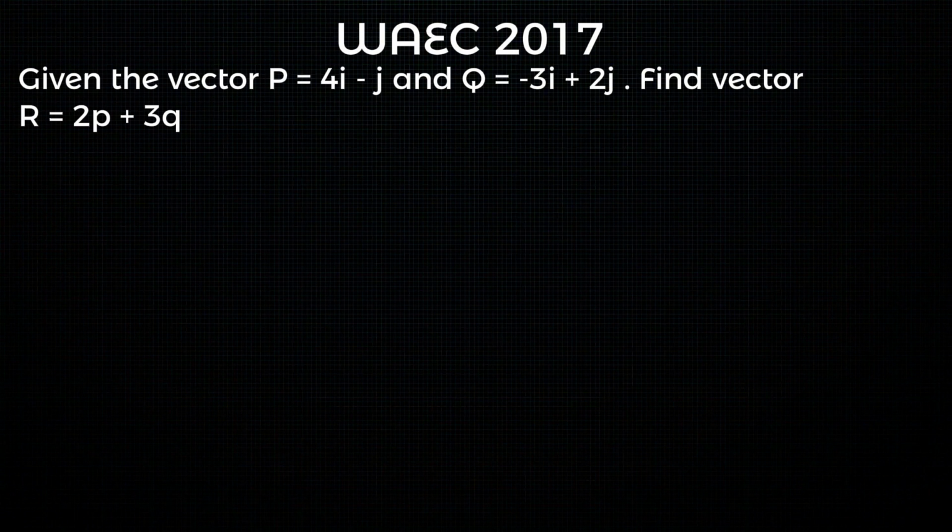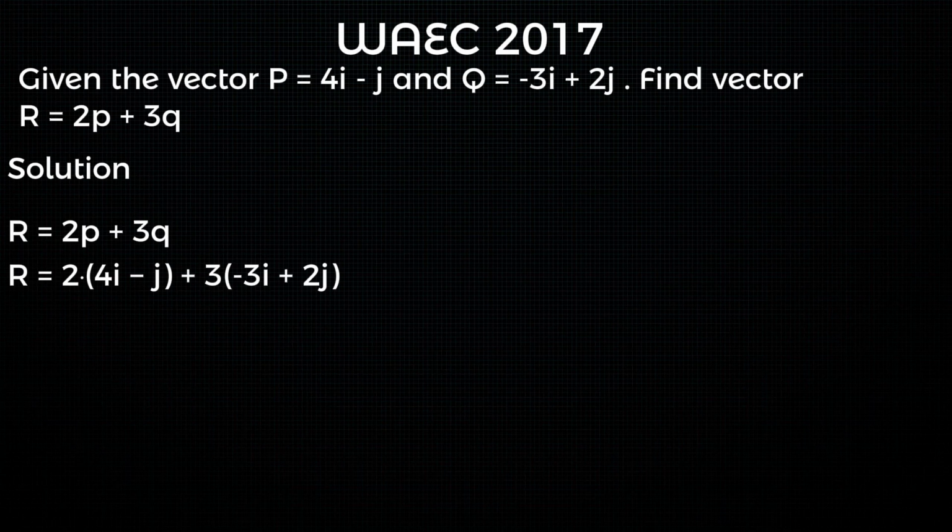So the next question we'll be solving in today's class is from the WAEC past question 2017. It said given the vector p equals 4i minus j and vector q equals minus 3i plus 2j, find vector r, which equals 2p plus 3q. Now to find vector r, which equals 2p plus 3q, all we have to do is to multiply vector p by 2 and add it to vector q that will also be multiplied by 3. Now we have r equals 2 in bracket 4i minus j, then close bracket, plus 3 in bracket minus 3i plus 2j, then close bracket.